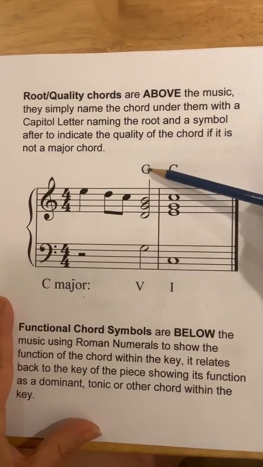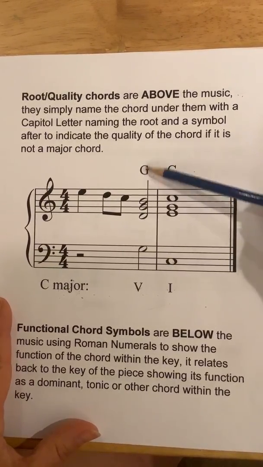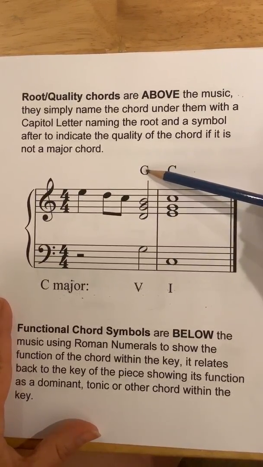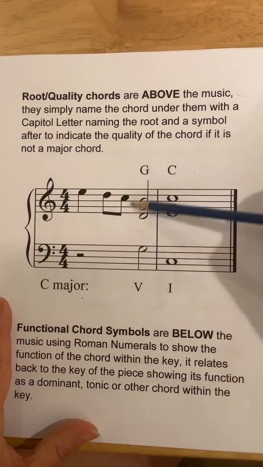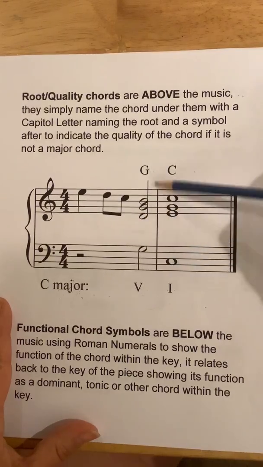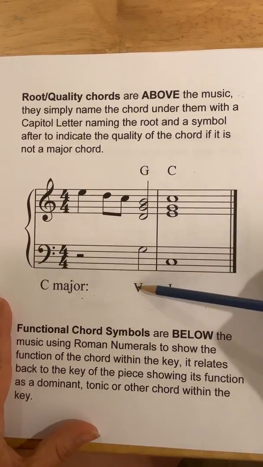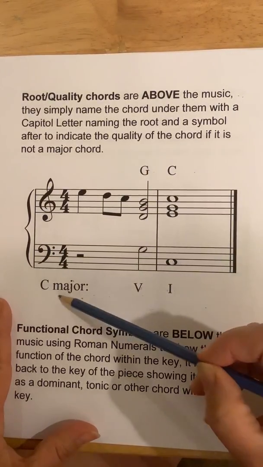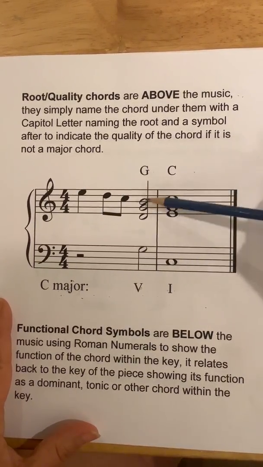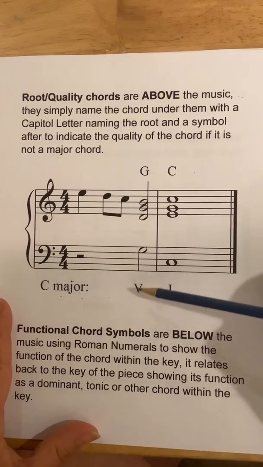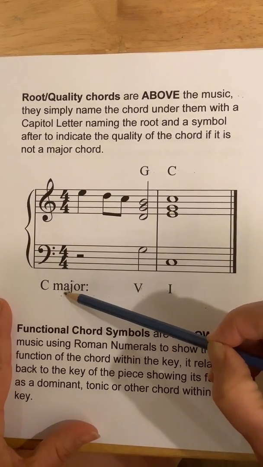Now, up here, G major, capital G there, G major triad doesn't function specifically to C major. It can function in other keys too. So this is a chord by itself. This is a G major triad. This is a dominant triad of C major. So top notes just tell you about the triad itself. The bottom Roman numerals tell you how it functions within the key of the piece.